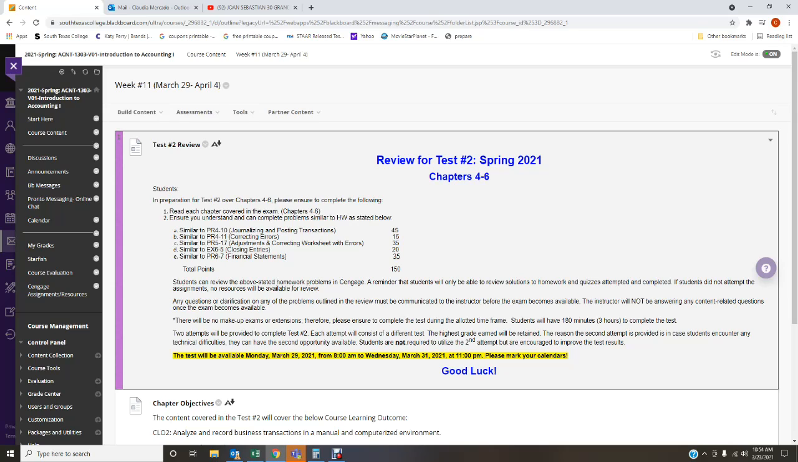Students are going to have 3 hours for each attempt. I do provide students with 2 attempts, and the highest grade is retained. Okay, so if you don't do so well, my recommendation is if you don't get a 70% or greater on your first attempt, please utilize the second attempt to try and improve your grade. I highly encourage all of you to use that second attempt to try to earn the most points possible. It's not going to affect you. I will still keep the highest grade.